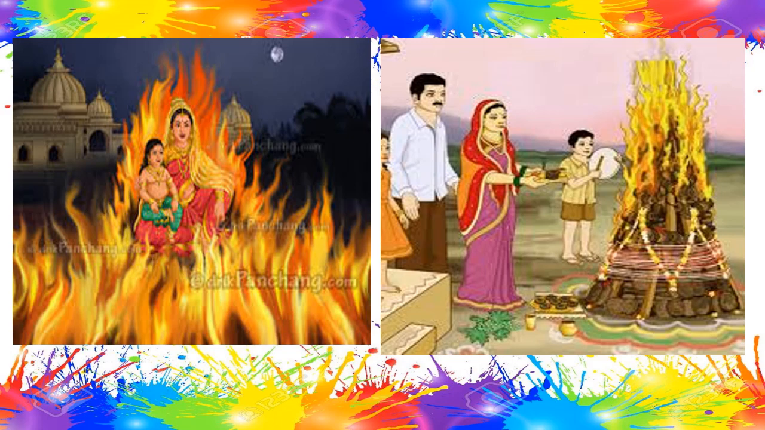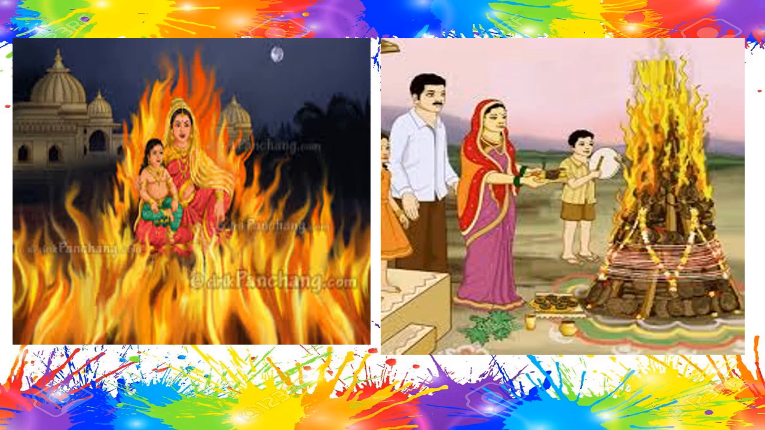Her name is Holika, but she has changed her appearance. She tricks this little child Pralhad into the fire and wants to get him killed. But at the end of the story, we find the little boy survives unharmed, and this demoness Holika gets burned in this sacred fire. And therefore, this festival gets its name, Holi, from Holika.